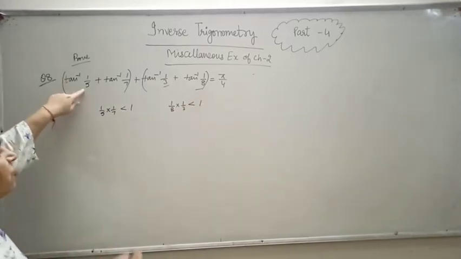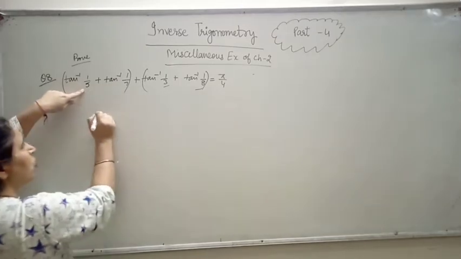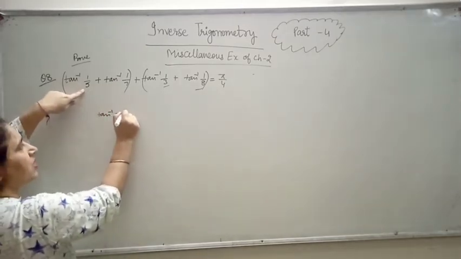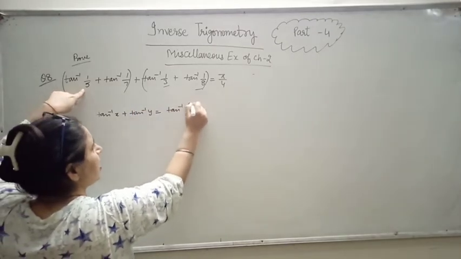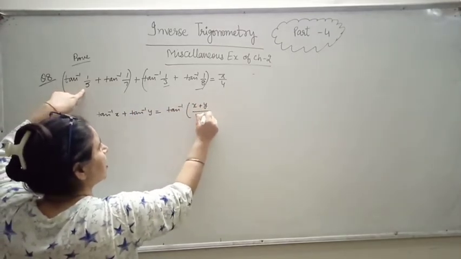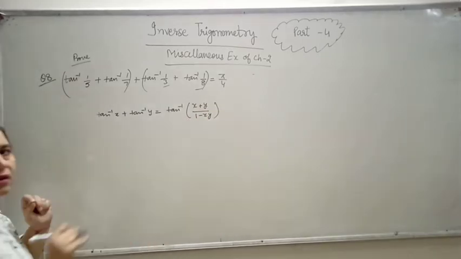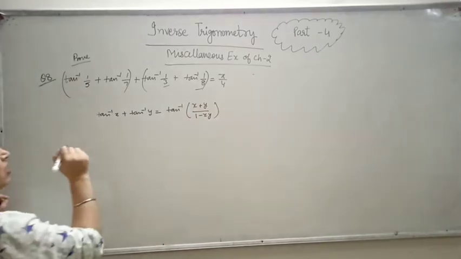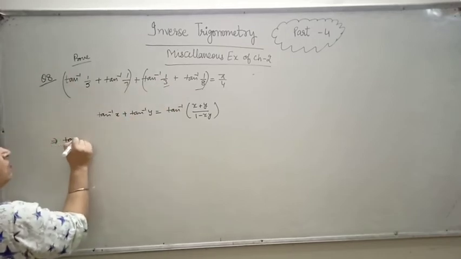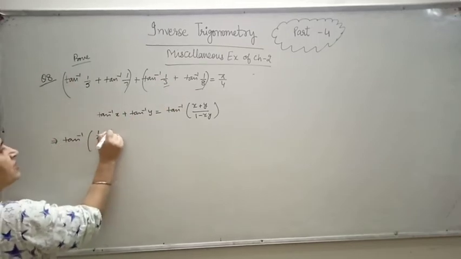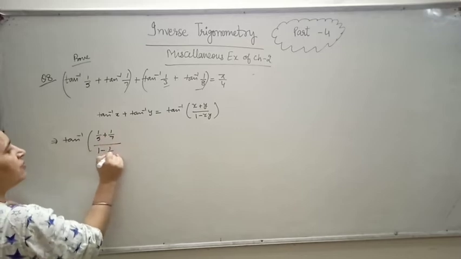So I can apply the formula. Which formula? Tan inverse x plus tan inverse y is equal to tan inverse x plus y upon 1 minus xy. I can apply this formula here, and also here. So here this becomes tan inverse 1 by 5 plus 1 by 7 upon 1 minus 1 by 5 into 1 by 7.